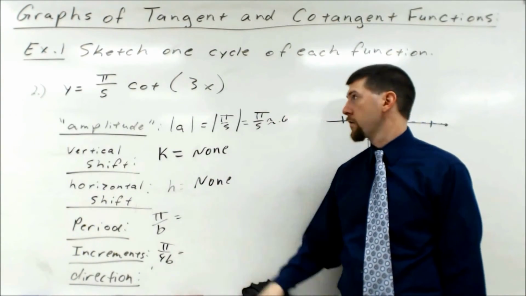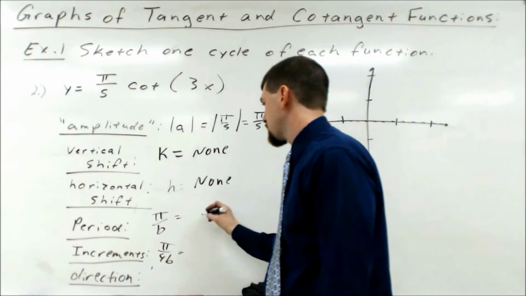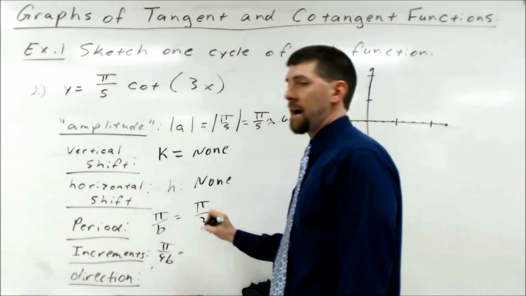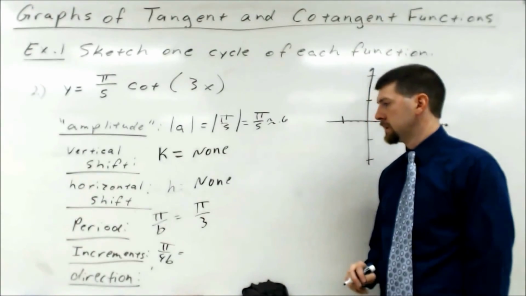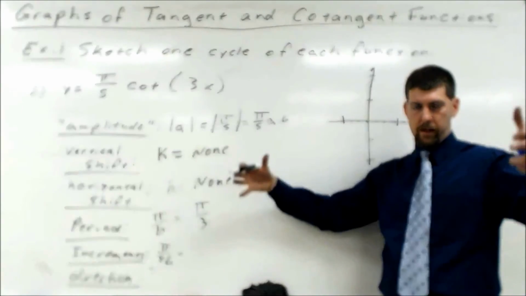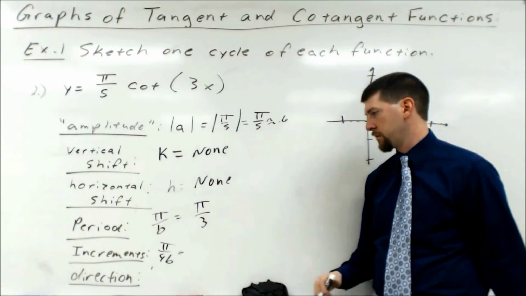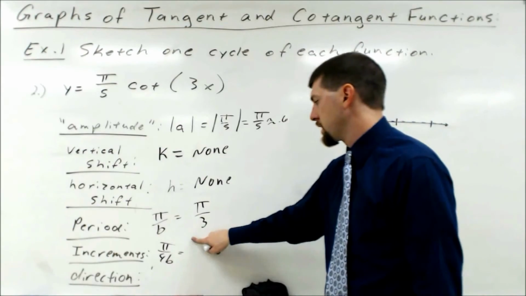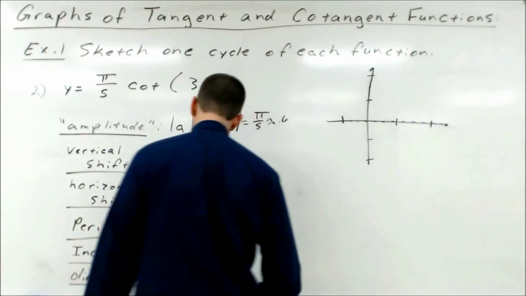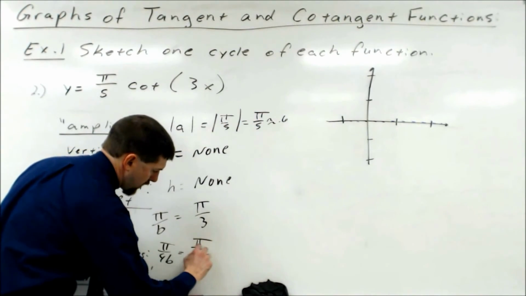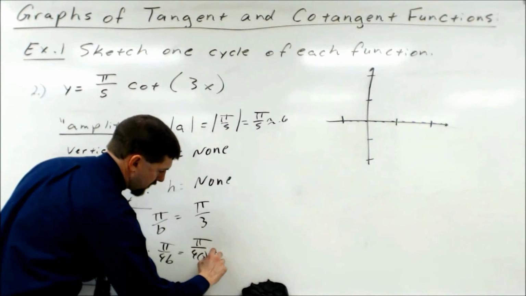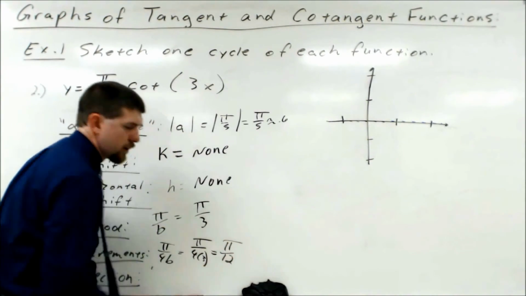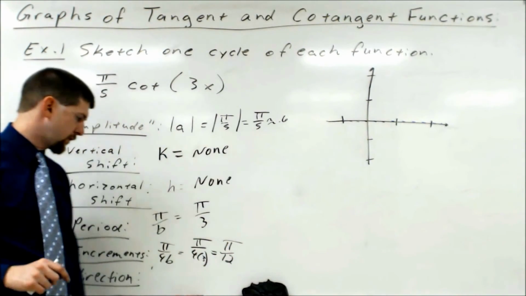Period: pi over b. Well, b is 3 in this case, so the period is pi over 3. So we should have a full length when we finish of pi over 3 units. Increments are pi over 4b. So that's going to be pi over 4 times 3, which is pi over 12. So we're going to add pi over 12 every chunk.